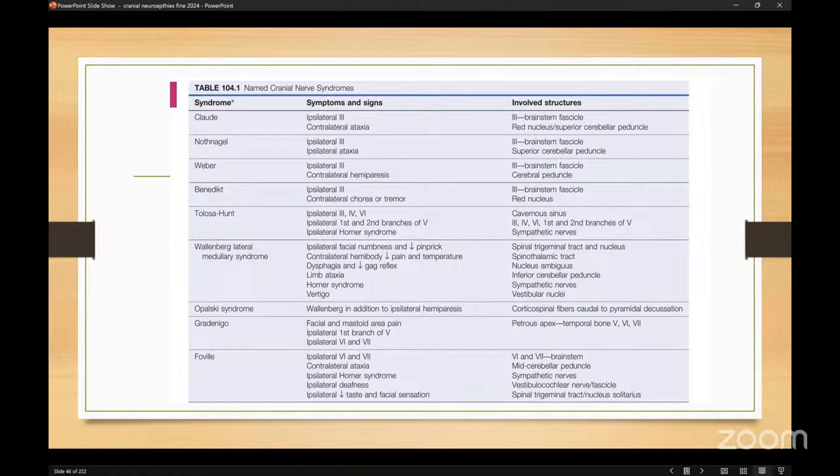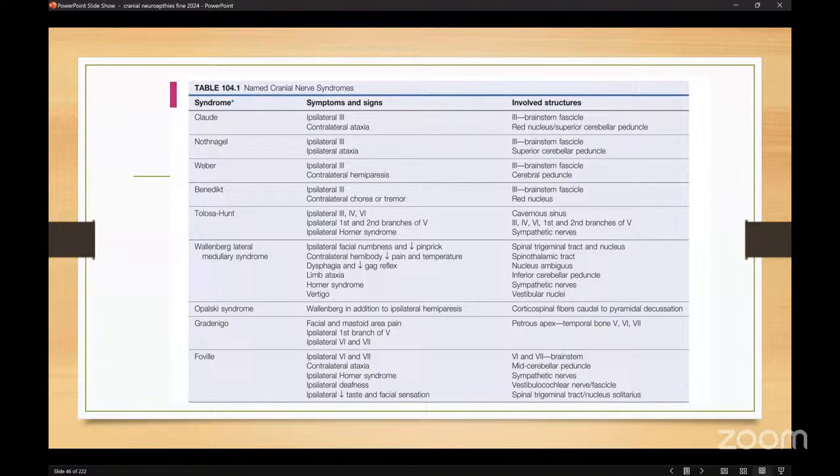So these syndromes you have to just remember before going for the exam, because it is difficult to remember all these syndromes. Claude syndrome is ipsilateral third and contralateral ataxia because of involvement of third nerve fascicles and red nucleus of superior cerebellar peduncle. Nothnagel is ipsilateral third and ipsilateral ataxia. Again here third nerve and superior cerebellar peduncle. Weber's is third nerve and contralateral hemiparesis. Benedikt is third nerve and contralateral chorea because of involvement of red nucleus. Rest of the syndromes we are aware.